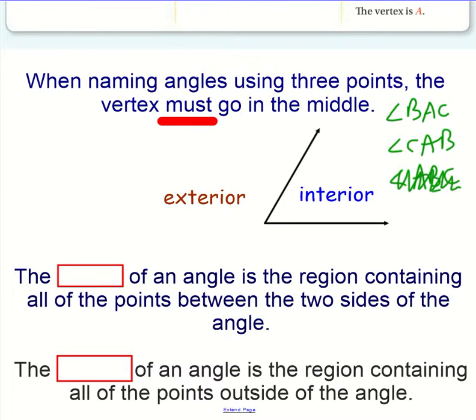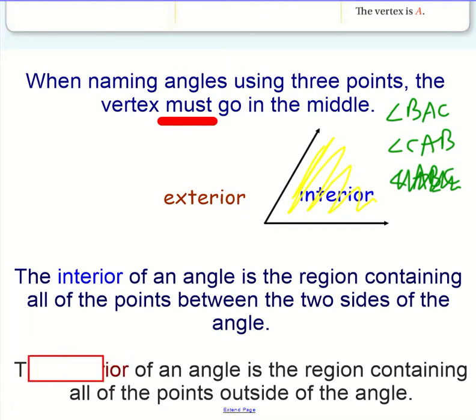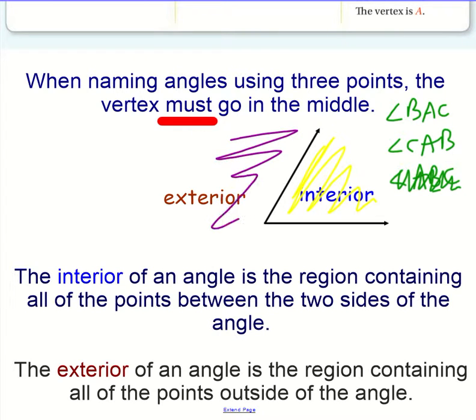When we're talking about angles, we talk about some different spaces in the angles. We talk about the interior of our angle, and that's the inside, the space in here. And then we also talk about the exterior of our angle, which is all the points on the outside, the region that's on the outside, and that's all this space out here.